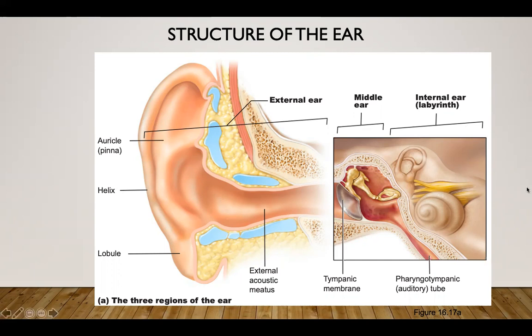You also can visualize in this picture what we call the pharyngotympanic or auditory tube that connects to your pharynx or your throat. That tube was previously known as the eustachian tube. So if you're studying from an older textbook, you may see the word eustachian tube, which is again the same thing as the pharyngotympanic or auditory tube.